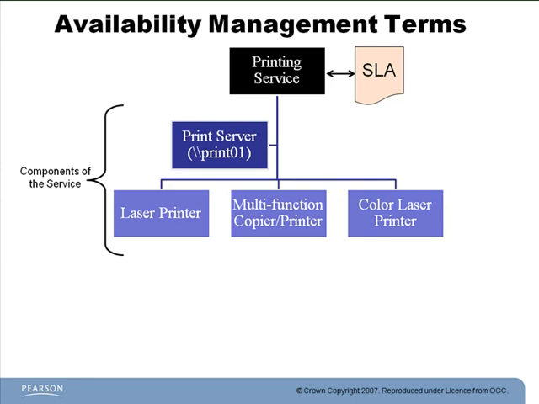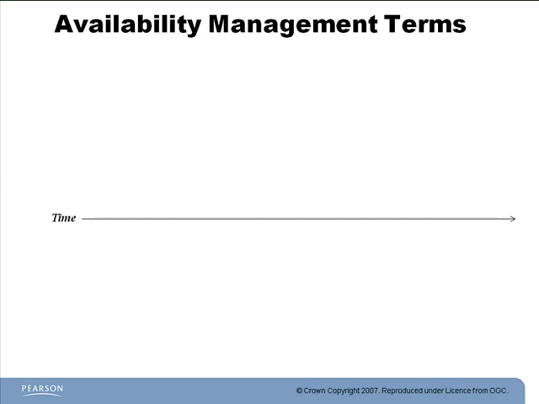The printing service, of course, needs components to make it run. So here we have a print server and a few network printers. In this example, let's pretend that we only have one print server for the entire company, which controls all network printers. So if this print server dies, then nobody in the entire company can print. Got it? So here we have a timeline.